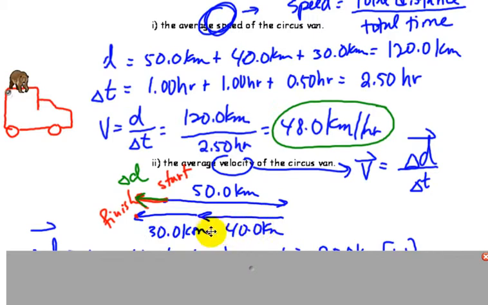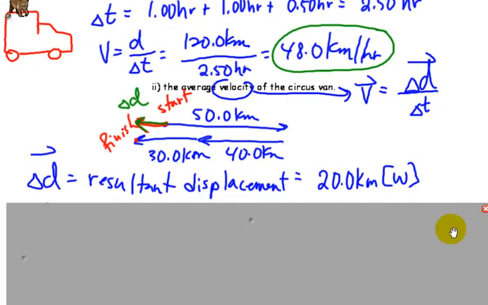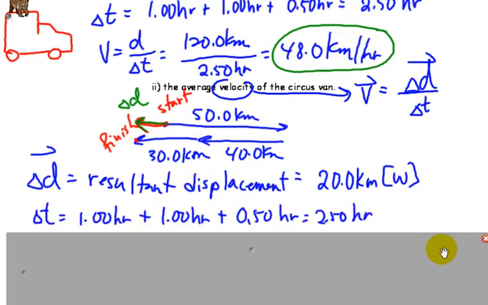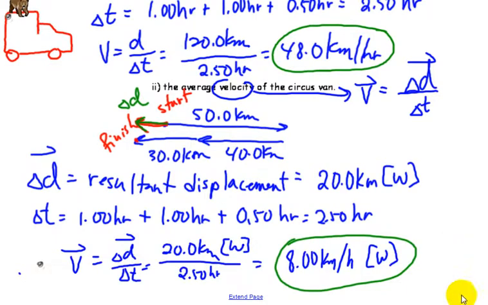So you can see I've done a total of 70 kilometers west, 50 east, so the resultant displacement is only 20 kilometers west. So after doing all this movement, what would it have been like if I had just started here and moved in this direction? That's really what we're figuring out here in terms of average velocity. So again, the total time, 2.5 hours. And I get 8 kilometers per hour west.